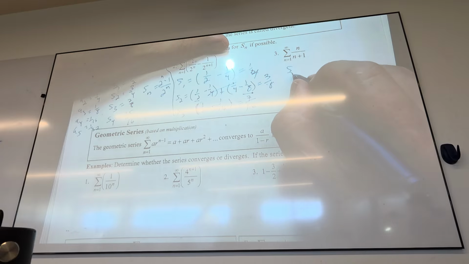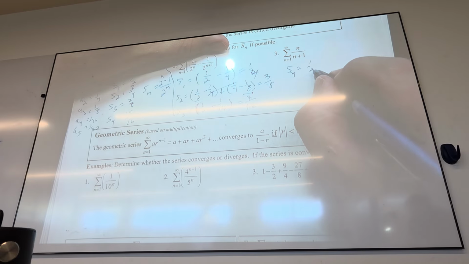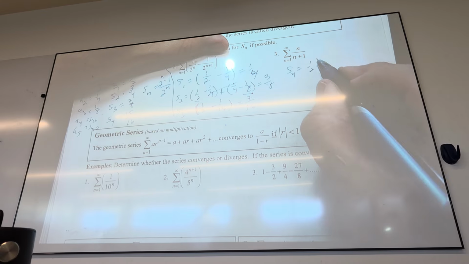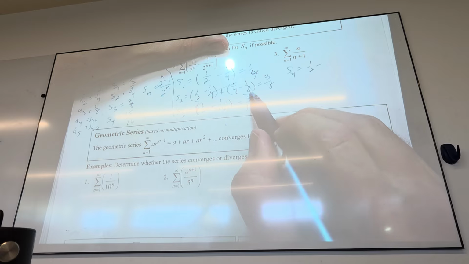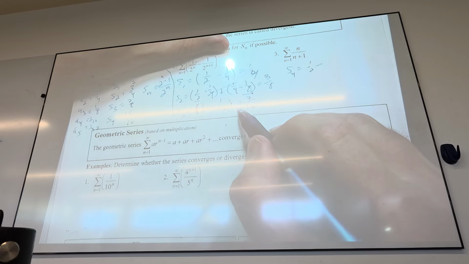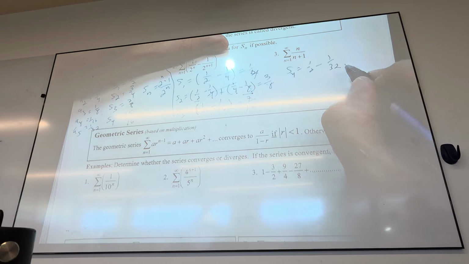And then S4 would be 1/2 minus, I don't know if you guys are really with me on this. Are you guys with me? It'd be minus 1/4 plus 1/4, minus 1/8 plus 1/8, minus 1/16 plus 1/16, minus 1 over 32.